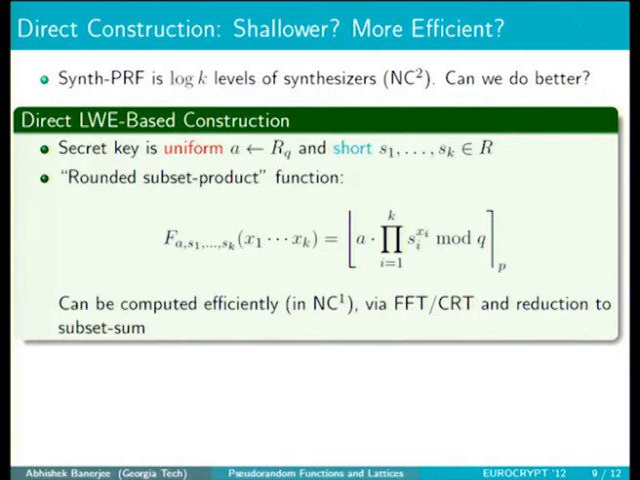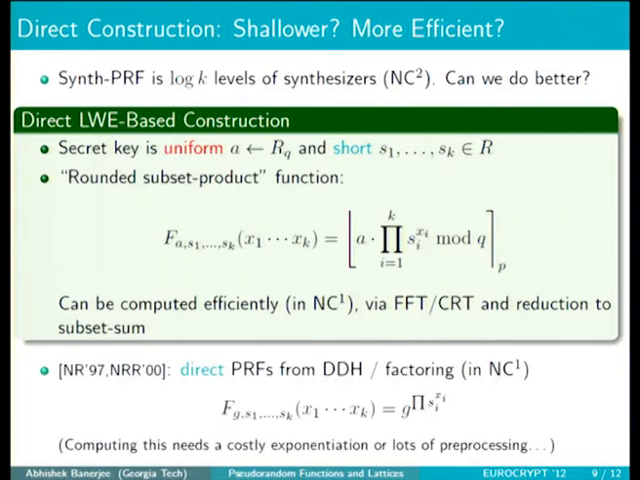It's still in NC2. Could we somehow improve this? The answer, again, is affirmative. And this is the construction. We choose this key. We choose an A uniformly from R_q, and we choose the elements S1 through SK from the error distribution of LWE.